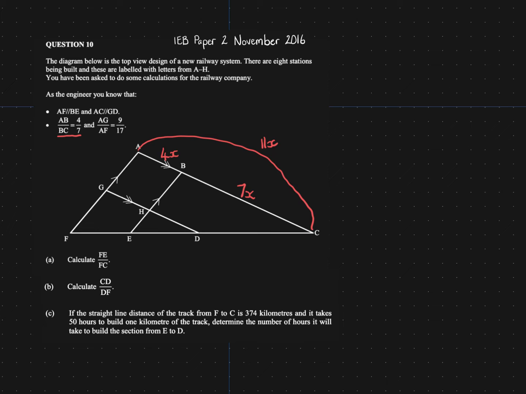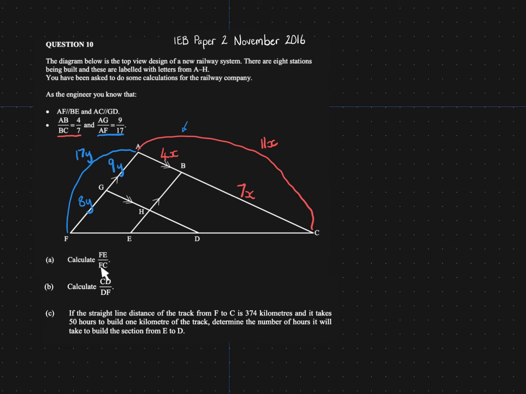Okay, let's do the same with the next part. We've got AG is 9, so let's put the 9 there, and AF, that's the big one, is going to be 17. We can't say it's the same ratio as these, so I'm going to use y, and if that's 9y, this should be 8y over here. Okay, so I've put my information on the diagram.